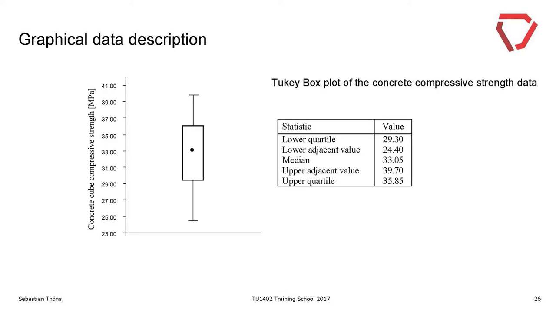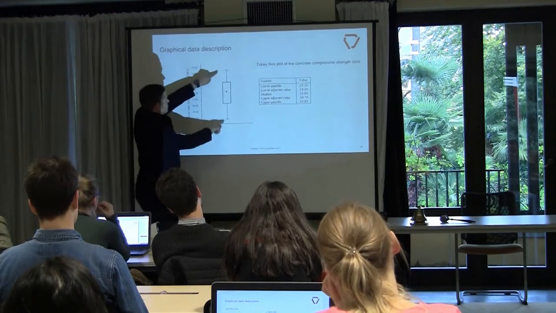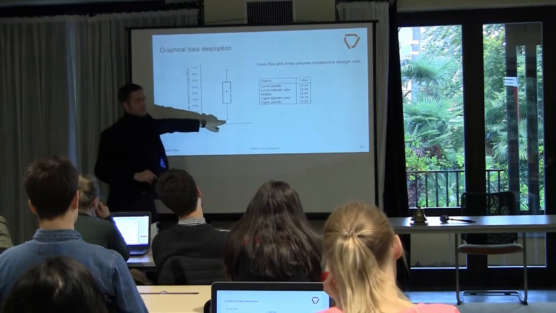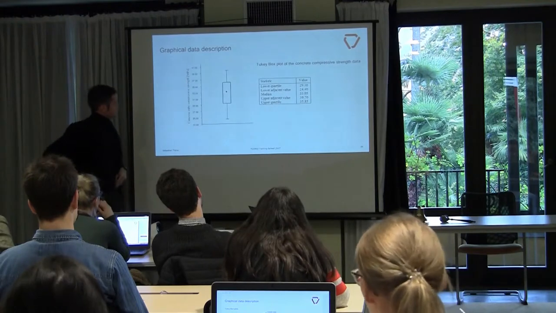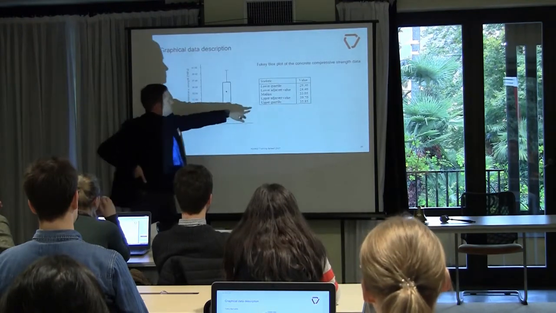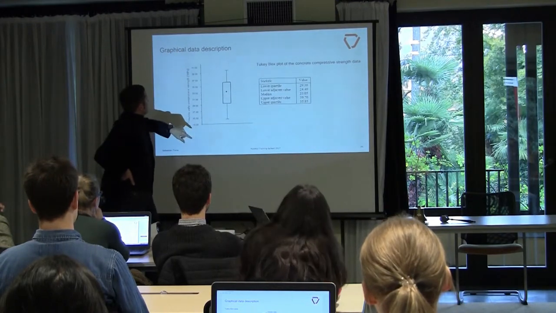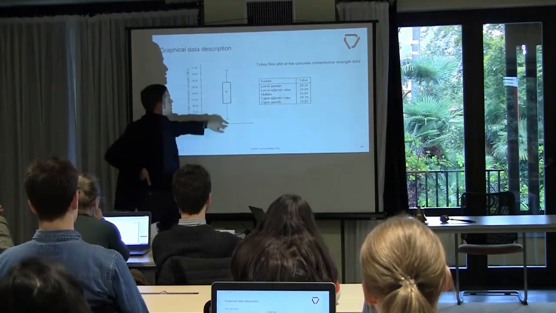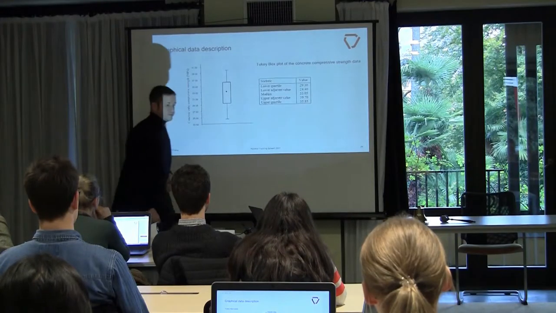So for our concrete compressive strength data, the Tukey box plot looks like this. We have a median of 33, and we have a range indication here. We don't have outside values. There's no data lying outside. And our upper adjacent value is 39.7, and the lower one is 24.4.